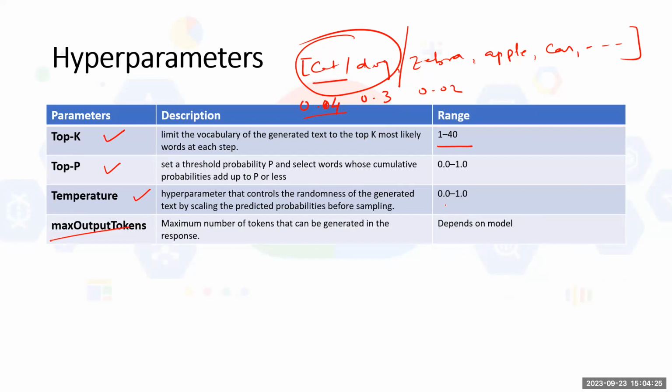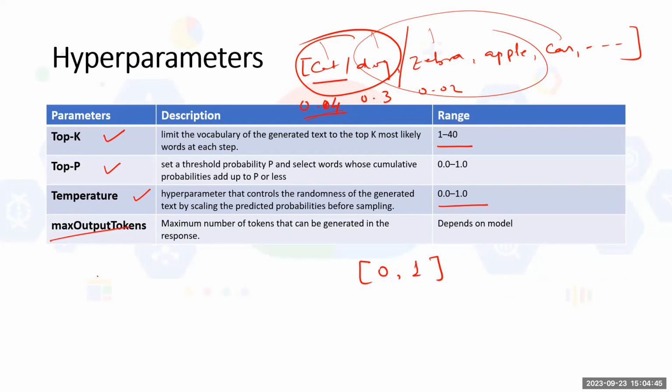Now, coming to temperature, this value ranges between 0 and 1. It talks about randomness. Like we have all these values, which value is to be picked based on the probability value, or randomly from this sample? What we have to do is play with the temperature.